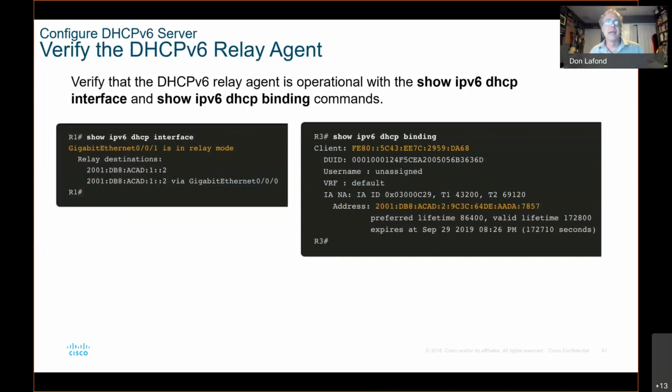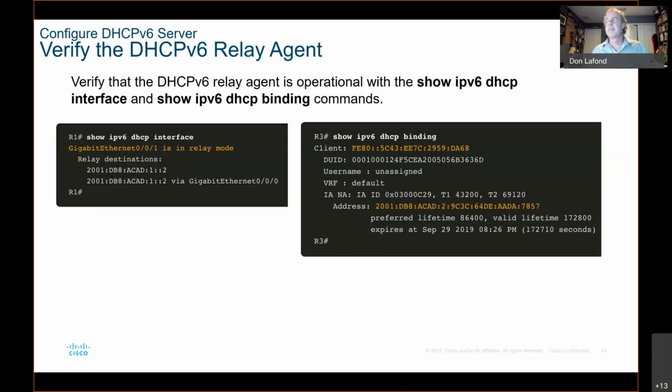So they give you a couple commands here. Show ipv6 dhcp interface. It says that it's in relay mode. You're on R1, right? And then show ipv6 dhcp binding. And then you can see that it is giving you some information about the address and the preferred lifetime. This would be stateful, obviously.